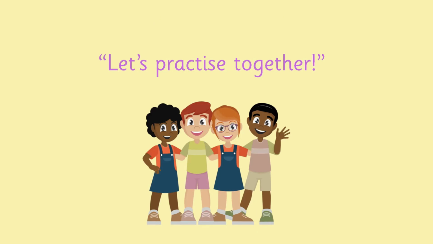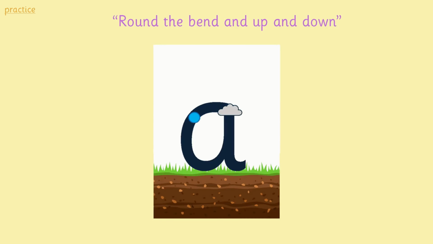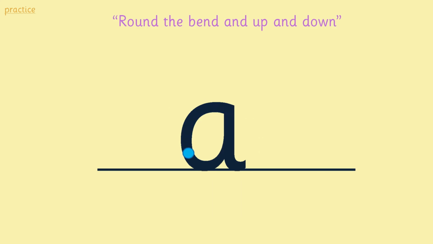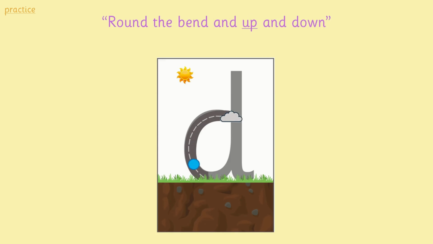So now we are at the practice section. Here the children will practice the formation by tracing with their finger, following along with the animations and saying the mnemonic. So now you can see that the scaffolding is slowly starting to come away. So the letter is losing some of that imagery. And now you can see on the final practice, the scaffolding has completely gone, but the children can still say the mnemonic that goes with it.